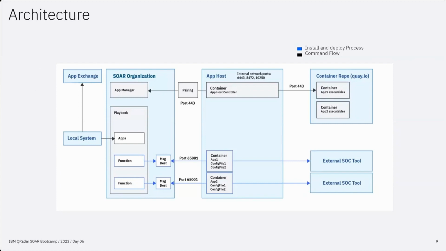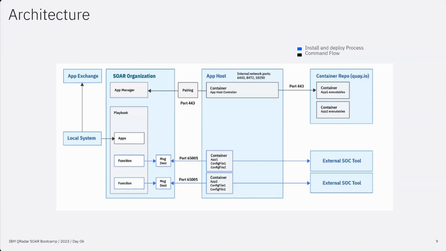So it mainly consists of SOAR platform, app host, container repository, and connections to any security applications. Now, AppHost provides a container environment for each app. Okay, the instances of the AppHost, they run in a Kubernetes K3s environment. So for SOAR platform, you can download and install one or more apps from our IBM Security App Exchange, and then you can configure and test the app, and then you can assign it to AppHost. Once you finish this process, this app is available for use.